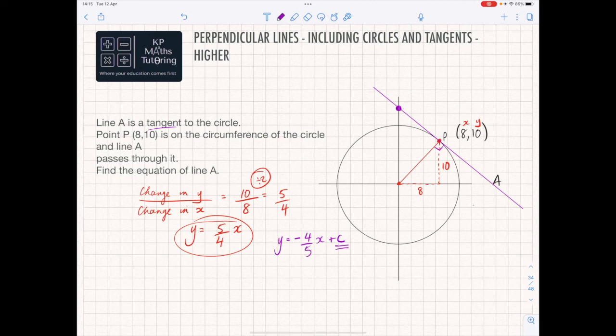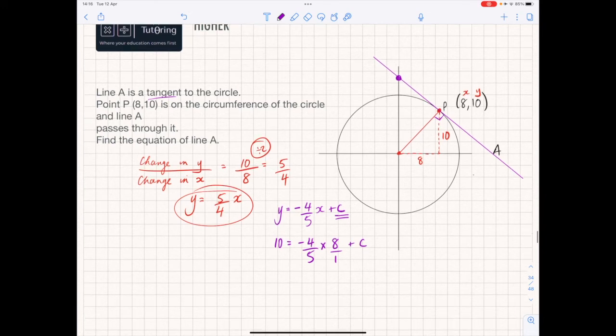Now what you need to do is I need to find c. Because I know it passes through this point here, which is 8, 10, I can substitute those values into this equation. So I know y is 10, so change y for 10, minus 4 fifths, and remember minus 4 fifths of x means minus 4 fifths times by x, and my x is 8, so times 8 plus c. Now we can leave this as a fraction. So it becomes minus 4/5 times 8 over 1, which then turns to minus 4 times 8, which is 32, over 5, plus c. Now, and that's 10.